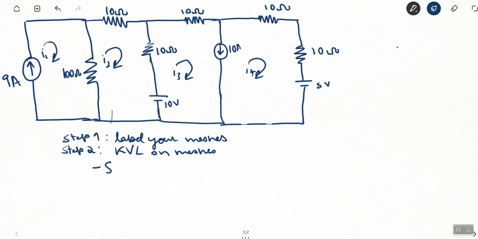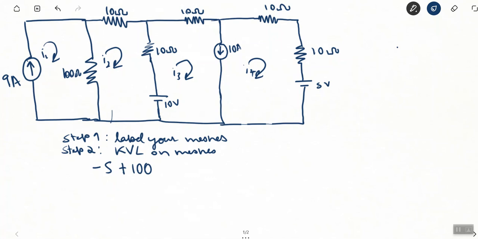I like to label my sources with a sign of negative, and I like to label my power sinks, such as resistors, with a positive sign. So the current comes out and then we're going around in this mesh. Then we hit this 100 ohm resistor, which is a sink.